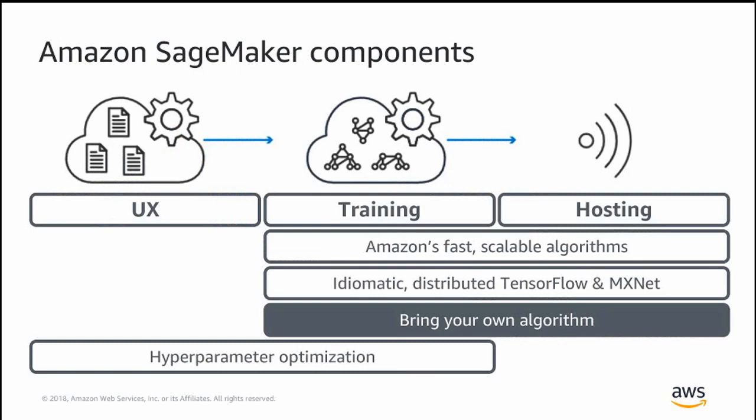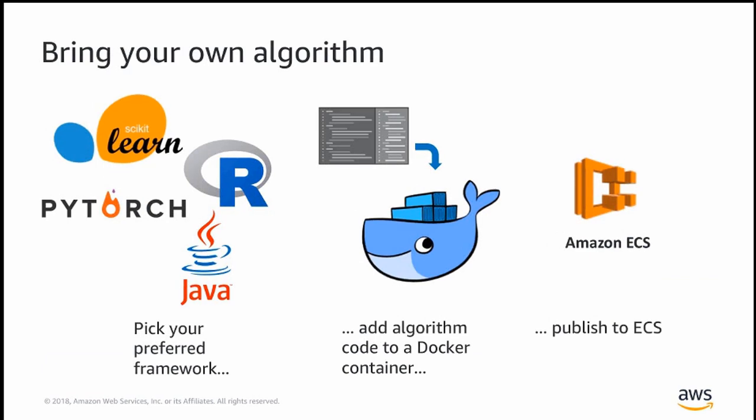So the third Amazon SageMaker component that we'll talk through is bringing your own algorithm. When bringing your own algorithm to Amazon SageMaker, you get to pick your preferred framework, whether that be scikit-learn, R, PyTorch, Java, anything that you can bundle up into a Docker container. You add the algorithm code to the Docker container, and how to do this is documented on the SageMaker AWS documentation page. And then you send it to a repository of Amazon's ECS, Elastic Container Service.